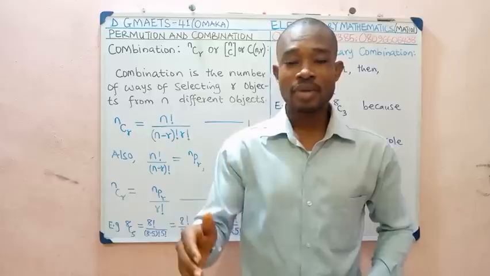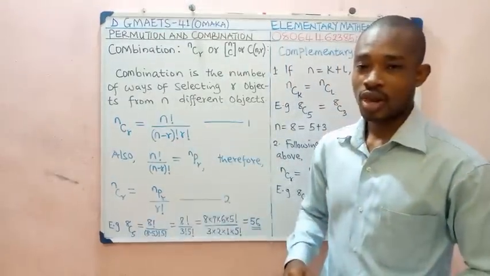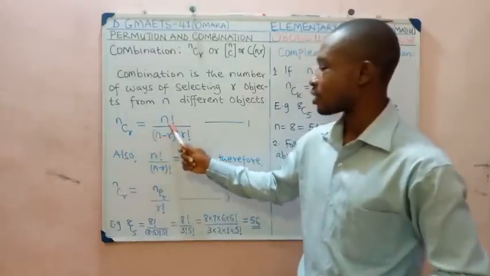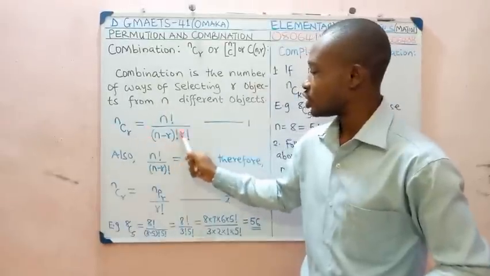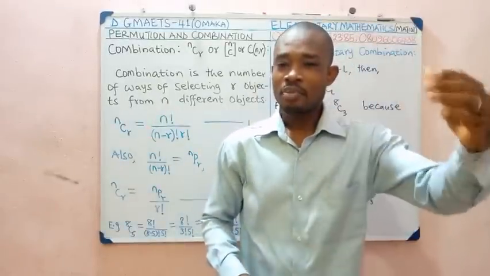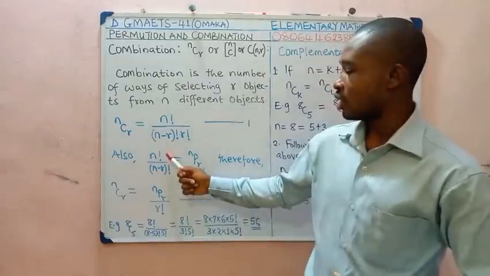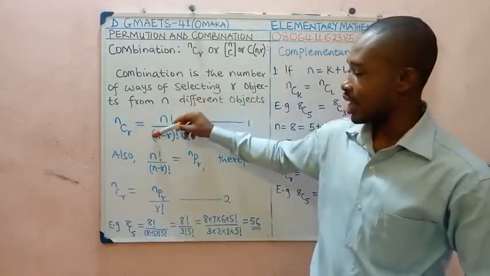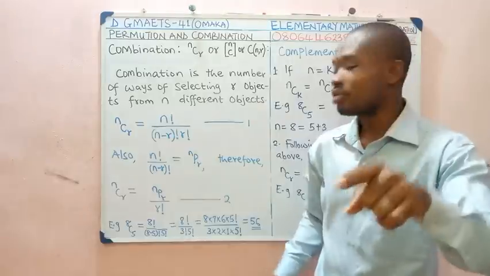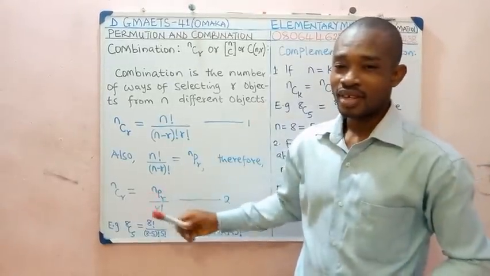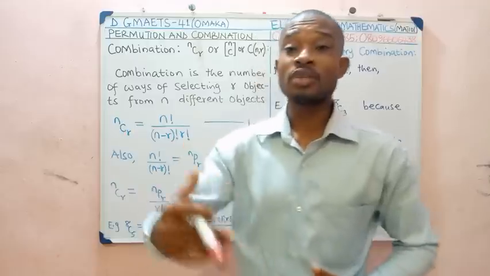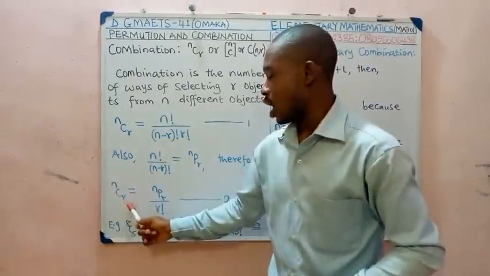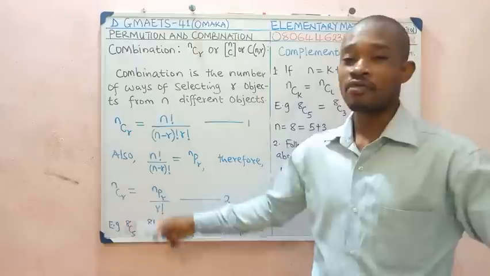So when you're solving a problem in combination, you want to remember this equation. Now, we observe that n factorial divided by (n minus r) factorial is the definition of permutation. Do you remember that still? n permutation r is equal to n factorial all over (n minus r) factorial. So if we extract this n factorial over (n minus r) factorial, that will be defining our permutation for us. So in all, you can see that there is this relationship between permutation and combination. That is what is expressed by equation 2 on the board here. n combination r is equal to n permutation r divided by r factorial.